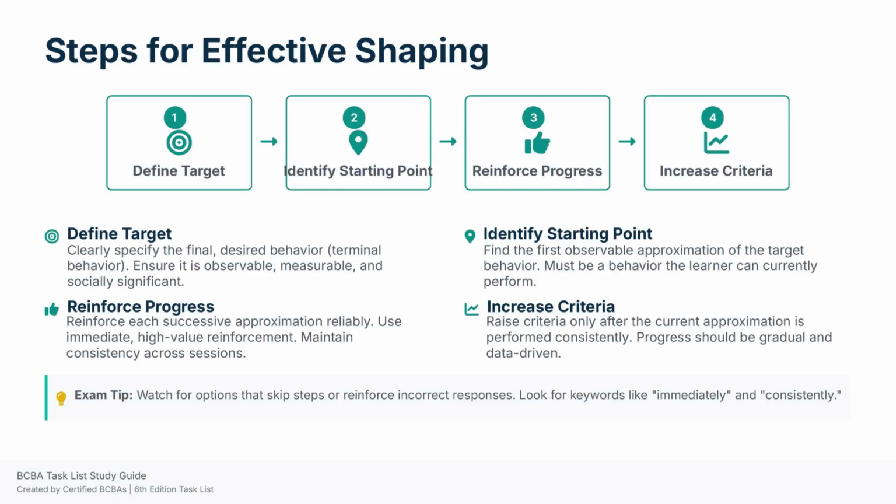To implement shaping effectively, start by clearly defining the terminal behavior. It must be observable and measurable, not vague or abstract. Next, identify a starting approximation that the learner can already perform. Then, reinforce each step reliably and immediately so the learner can discriminate which responses are successful. As progress becomes stable, increase the criterion gradually. Good shaping is not random. It is structured, responsive, and often data-based. The practitioner watches the learner's performance and adjusts the next approximation accordingly.